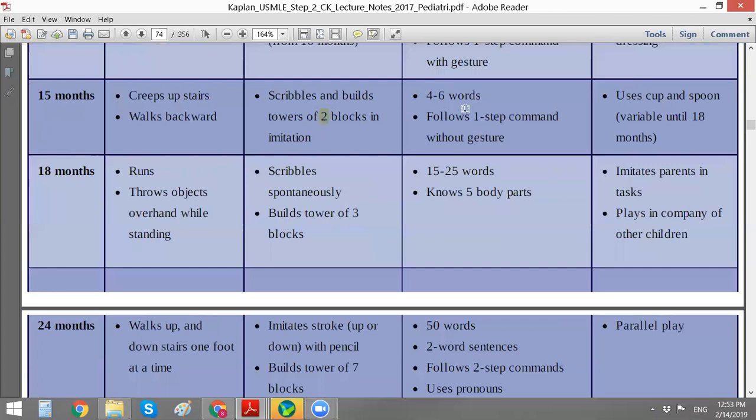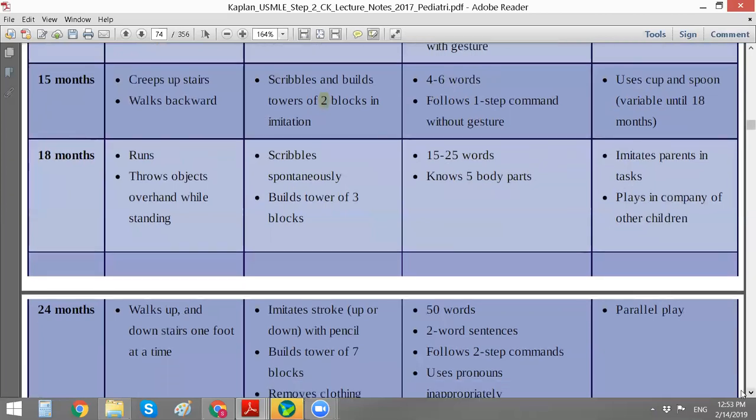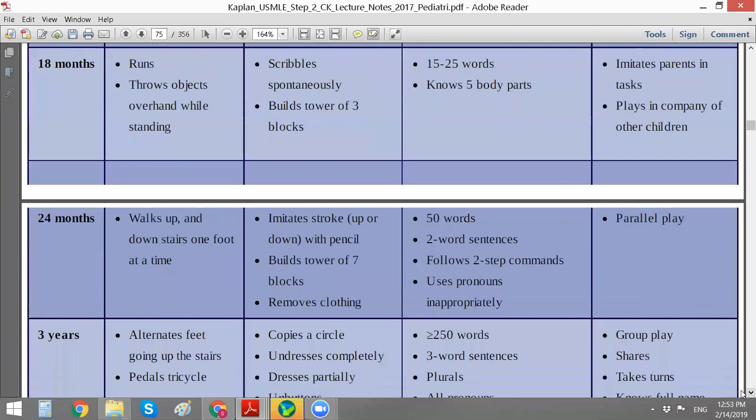4 to 6 words, he has a vocabulary. At 15 months he has a big vocabulary. Uses cup and spoon. At 18 months knows 5 body parts, imitates parents in tasks, plays in the company of other children. They are saying 18 months can throw objects overhand while standing.